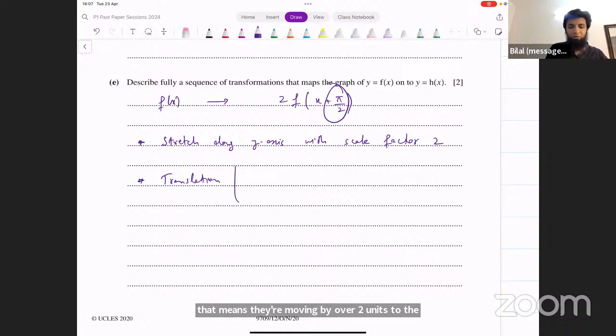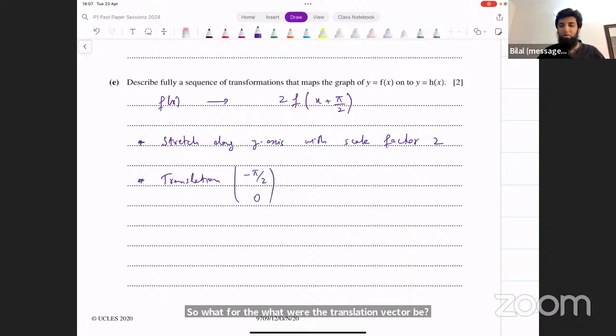So what would the translation vector be? Minus pi over 2 and 0. That will be the translation vector. It's necessary to write down a vector here. They do not allow describing this in words. That is not allowed. It used to be accepted earlier. So this is a 2020 paper.